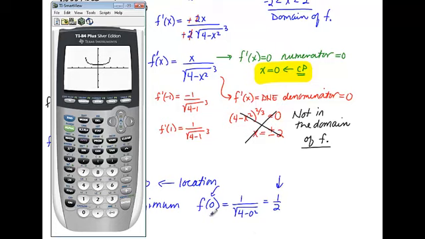Make sure that you know the difference between where the minimum value happens and what the minimum value is. So the minimum value is the y value, where it happens is the x value.